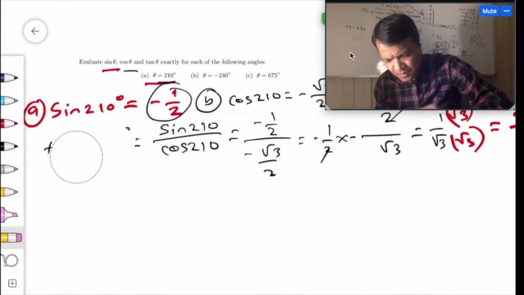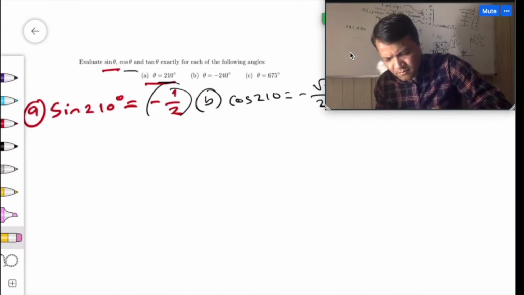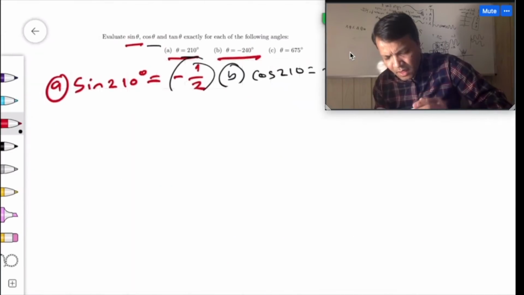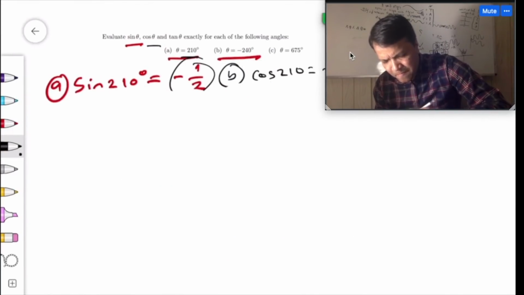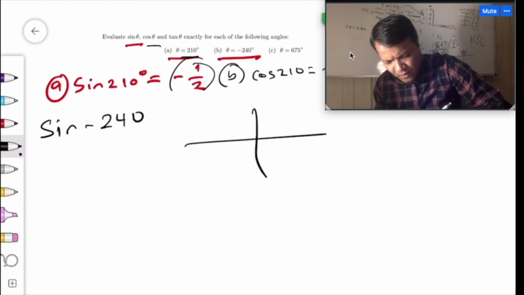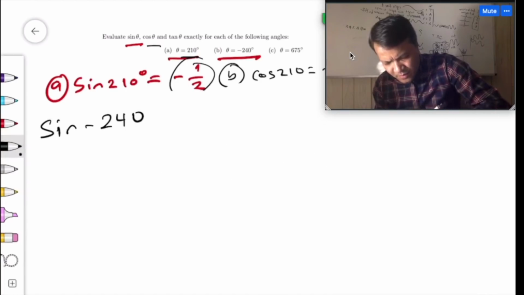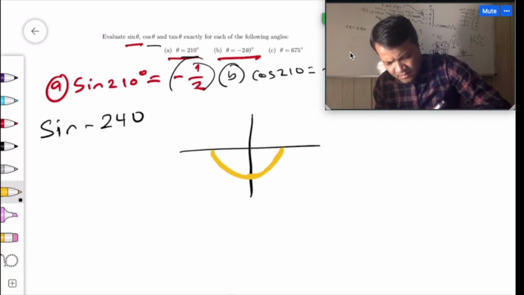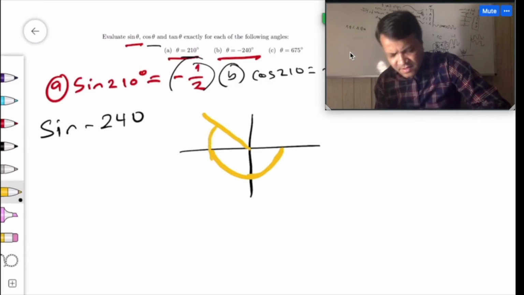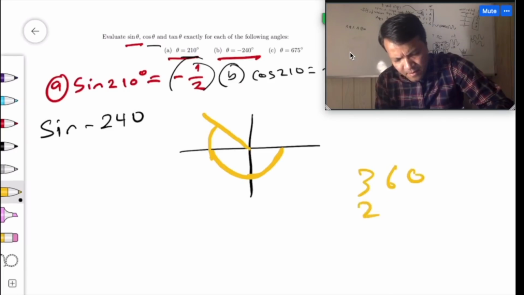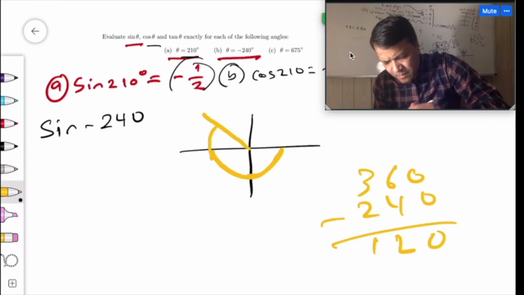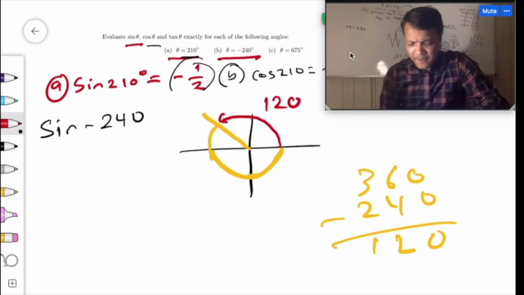Okay, so now you're going to solve the next one, 240. First we're going to solve sine of negative 240. So let's see, negative 240, where does 240 fall? 240 falls somewhere here. So this is 240. But be careful, it's negative 240, so we have to come from the opposite direction. This is negative 90, this is negative 180, this is negative 240. So 360 minus 240 is 120. So this is 120.